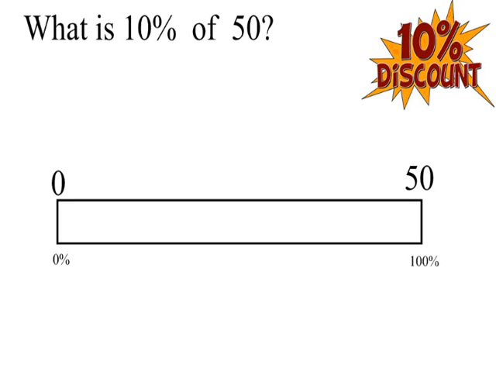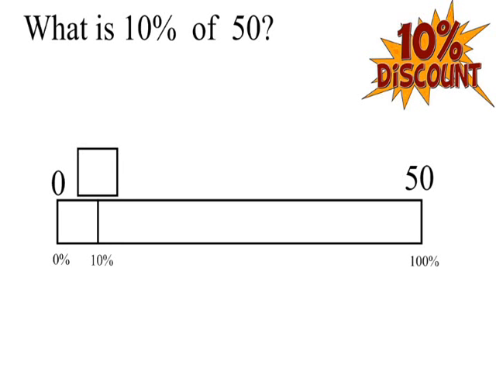What is 10% of 50? This could be a 10% discount off the price of a pair of athletic shoes that cost $50. $50 would be our total price or the whole price or 100%. We need to find 10%.